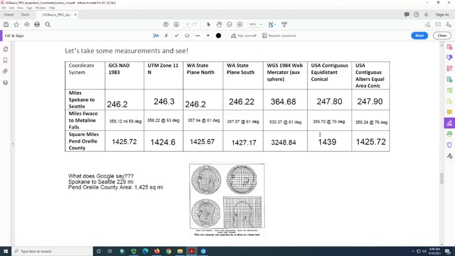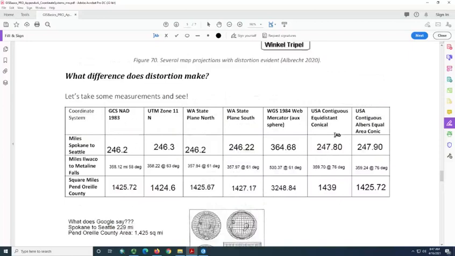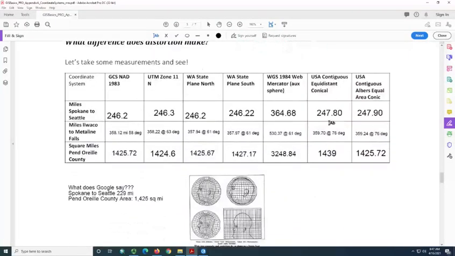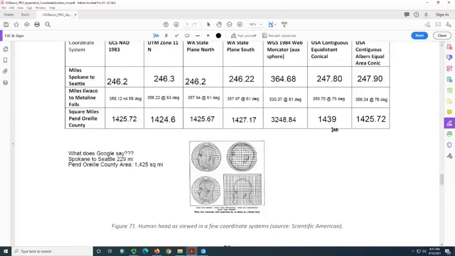And then area is a little bit inflated here with just the equidistant projection. So interesting. So we've kind of seen what difference distortion makes in real life at the scales that we tend to do our maps at. And what else did I want to say about that?